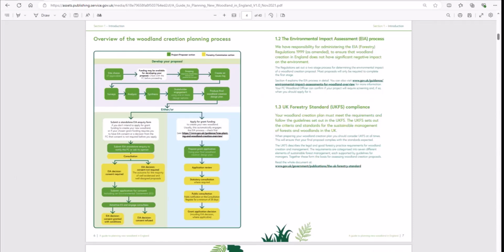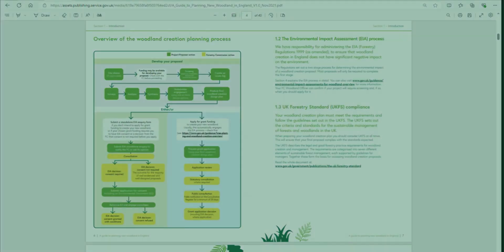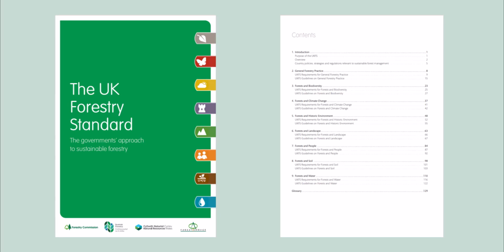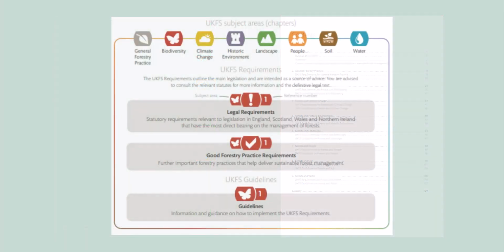On page 7, it introduces the UK Forestry Standard, or the UKFS, which should be considered at all times during the planning of your new woodland. The UKFS sets out the criteria and standards for the sustainable management of forests and woodlands in the UK. Its 5th and most recent edition was published in October 2023.